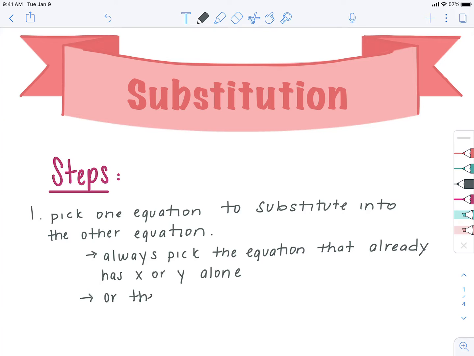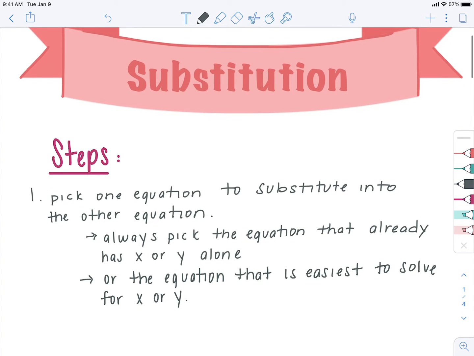Or the equation that is easiest to solve for x or y. So that would be equations where an x doesn't have a coefficient or the y doesn't have a coefficient, where you can just move the other variable to the other side. And we're going to look at examples of all of this. I just want to make sure that you have steps written down for yourself so that when you're solving these, if I'm not available for you, you can always go back and look at these steps.